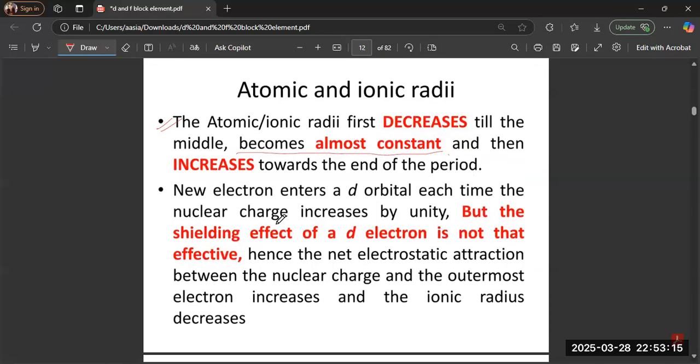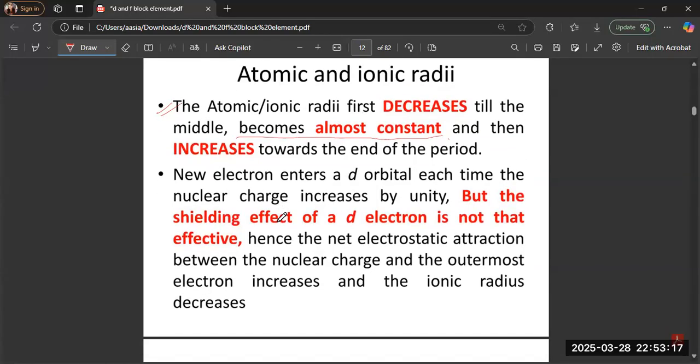This chapter is very theoretical type. You just have to remember all these trends, all these exceptions, and all. So the new electron, what happens? The new electron enters a d orbital each time the nuclear charge increases by unity.